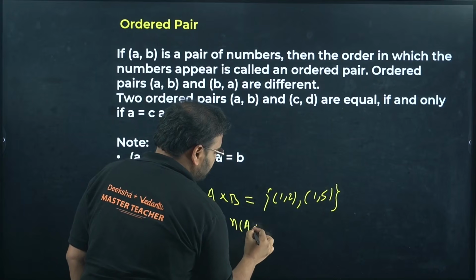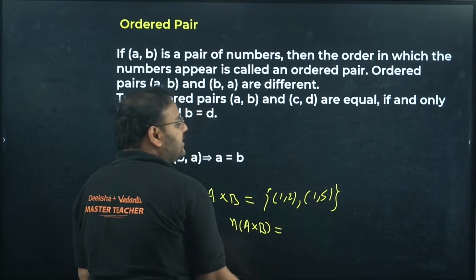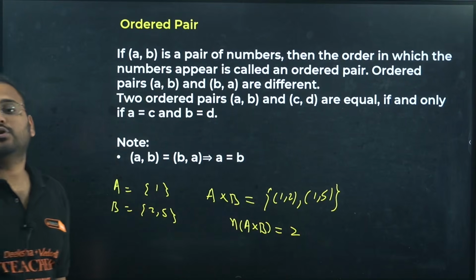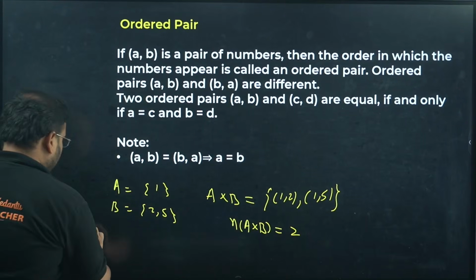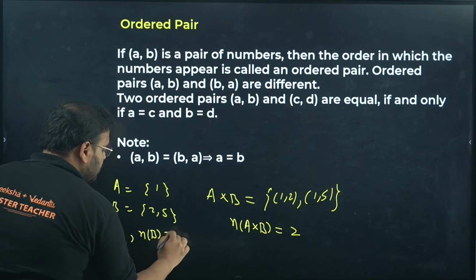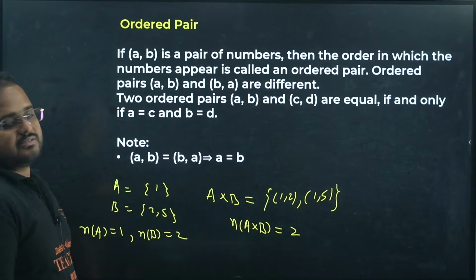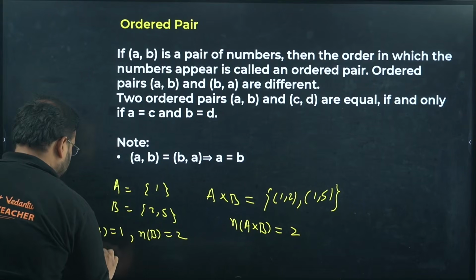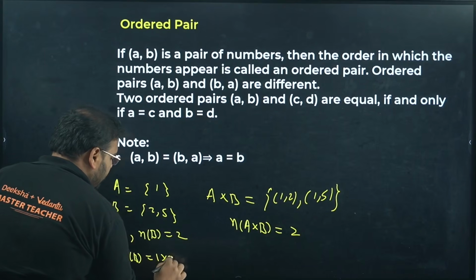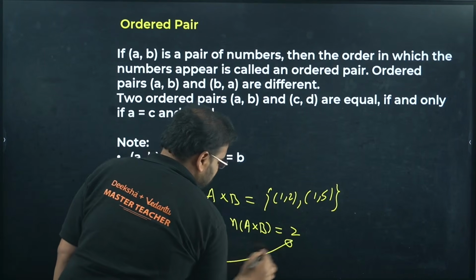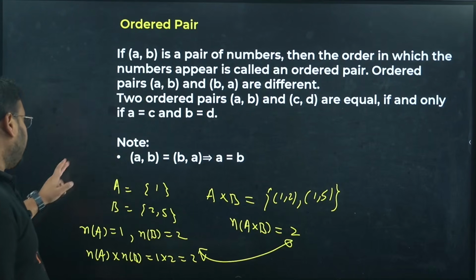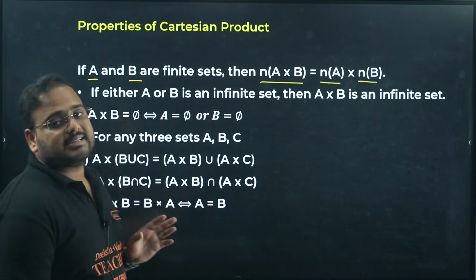Let's verify, why leave this to chance. n of A cross B means how many elements are there over here? Sir, 4? No, only 2. You look for ordered pairs. n of A cross B is 2. What is n of A? n of A is 1, and n of B is 2. Total number of elements in set B is 2, and in set A is 1. Multiply this: n of A into n of B will be 1 into 2. The answer becomes 2. Check, are they the same or not? So n of A cross B is equal to n of A into n of B for all finite sets.